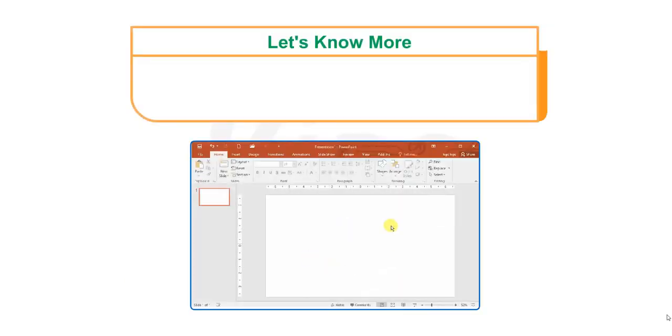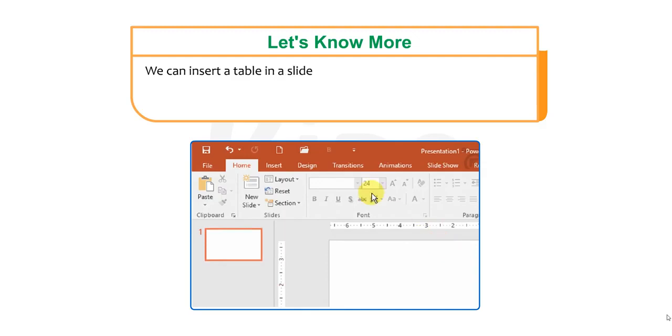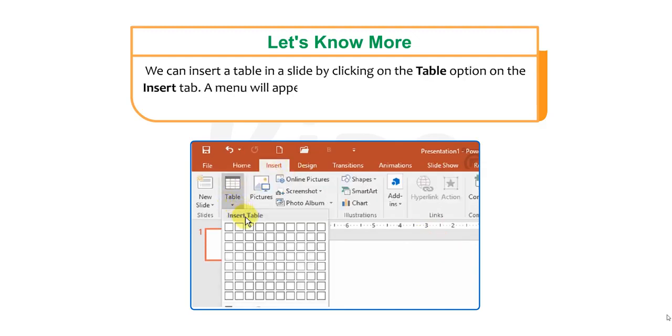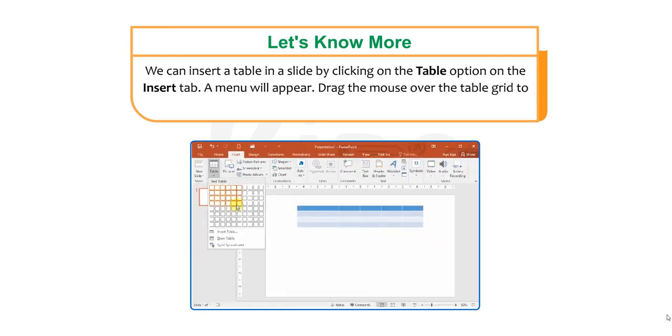Also note the fact that we can insert a table in a slide by clicking on the Table option on the Insert tab. A menu will appear. Drag the mouse over the table grid to select the number of columns and rows you want in the table.